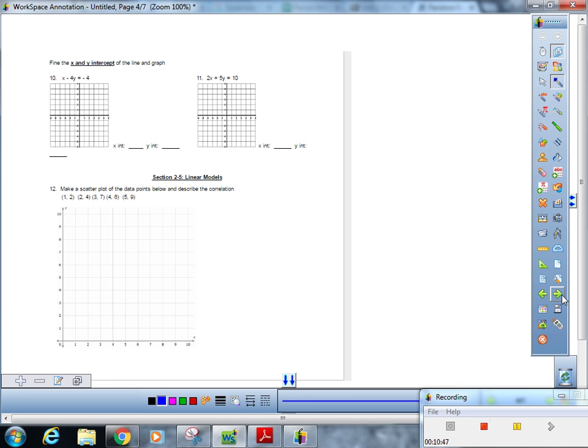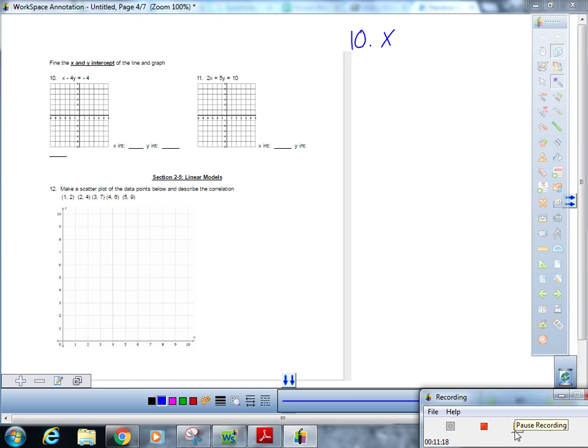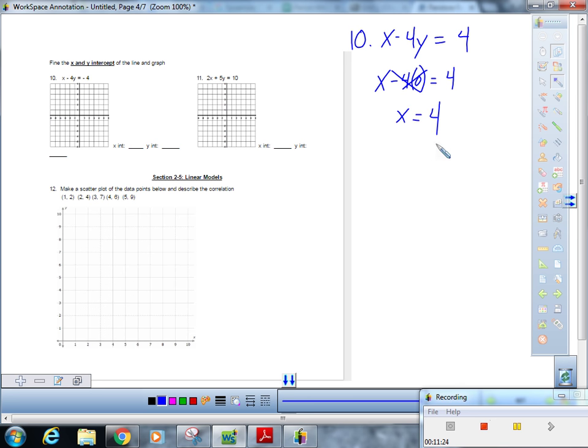Find the x and the y-intercept of the given line. Okay, well, how do you find the x-intercept? You put in 0 for y. Okay, so this is number 10. It's x minus 4y equals 4. Put in a 0 for the y. You get x minus 4 times 0 is 4. That's nothing. So the x-intercept is 4.